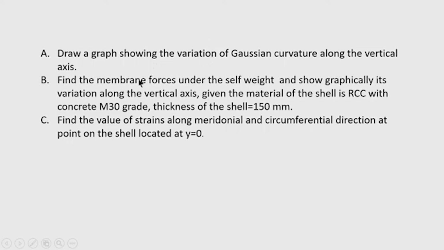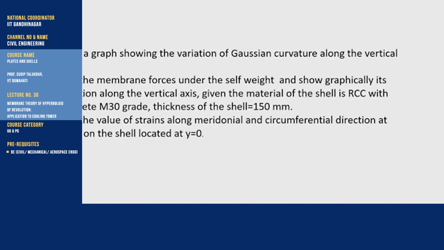That variation we have to show along the vertical axis. Then the second question is to find the membrane forces under the self weight and show graphically its variation along the vertical axis. Given the material of the shell is RCC with M30 grade concrete, the permissible stress in bending compression will be 8 Newton per mm square.